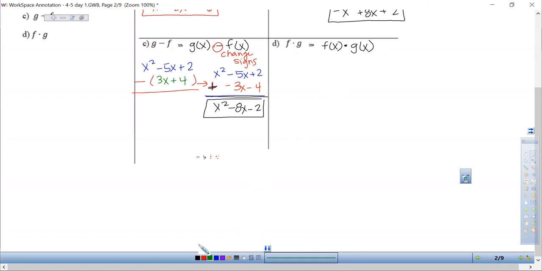So the equation for f of x was our 3x plus 4 times the equation for g of x was x squared minus 5x plus 2. And we're going to multiply those together. So remember that means that I need to take the 3x and I need to distribute it to each term in g of x.